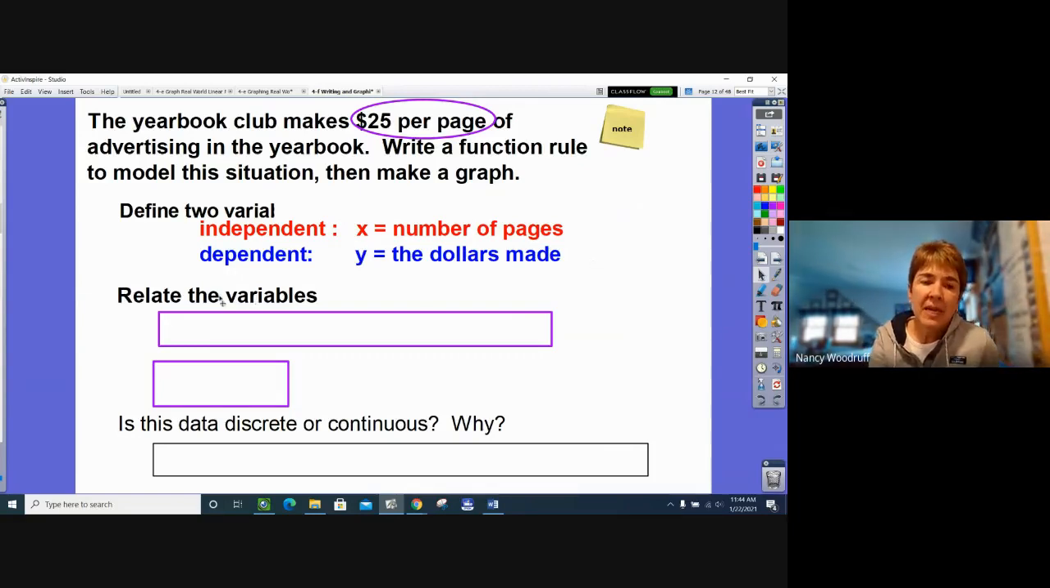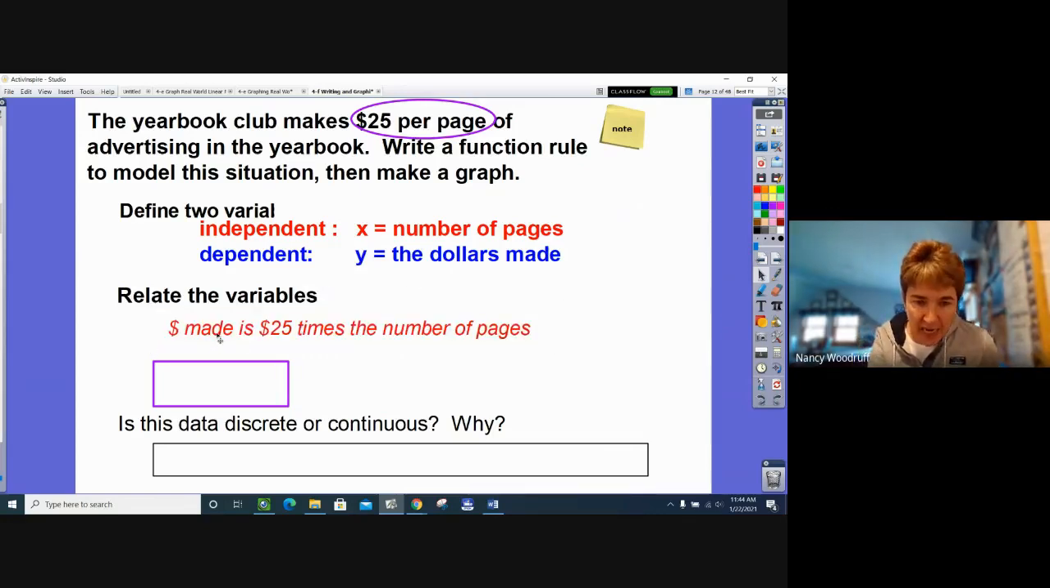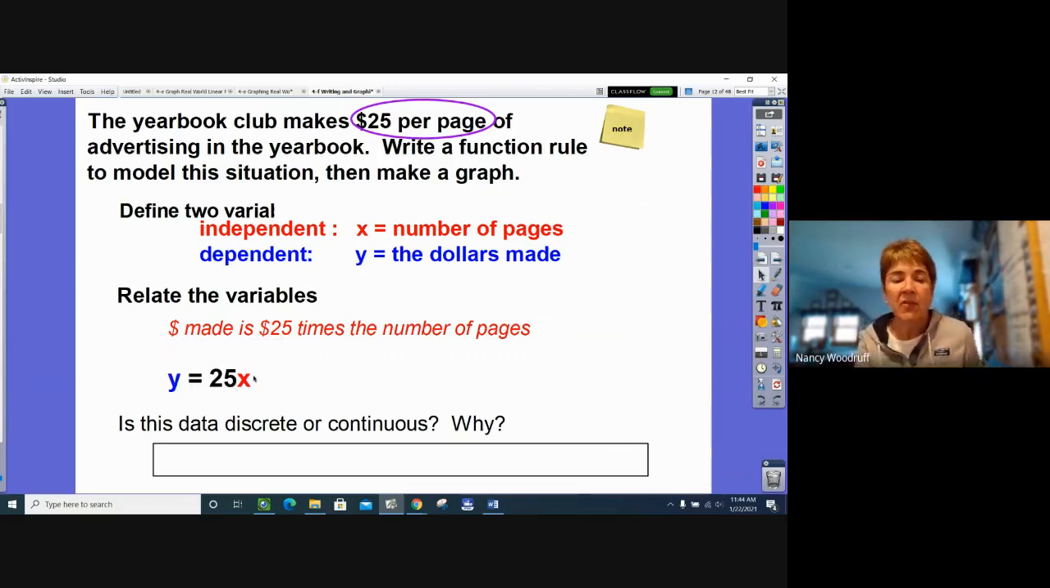Okay, so now we have to relate the variables. We need to talk about how the dollars made is $25 per page. So if you buy one page, it would be 25, two would be 50, three would be 75. This is actually just a one step here. So it's just the output, the Y, would equal 25 times the input, the X.